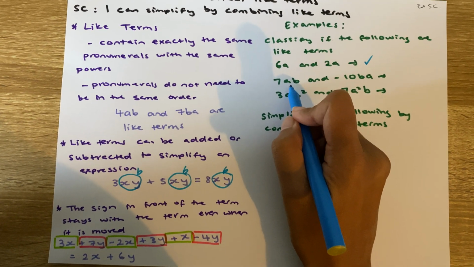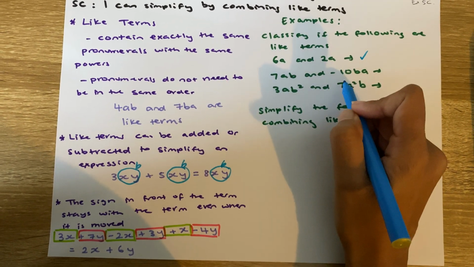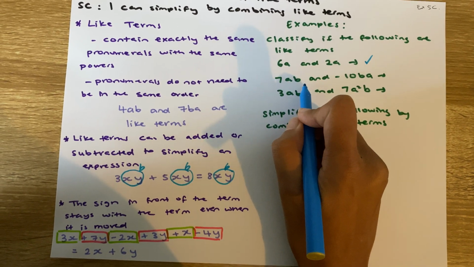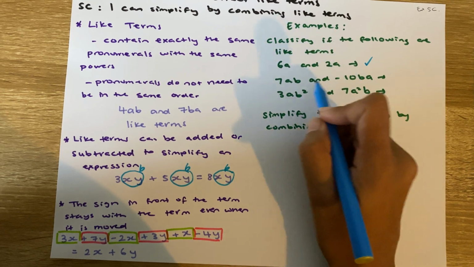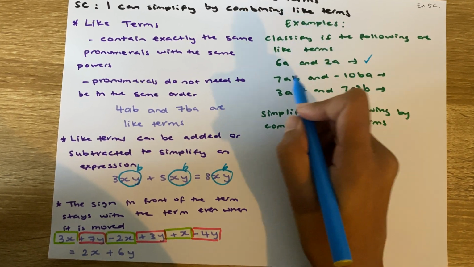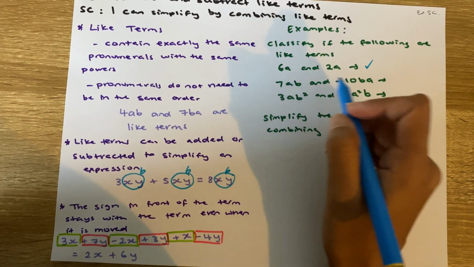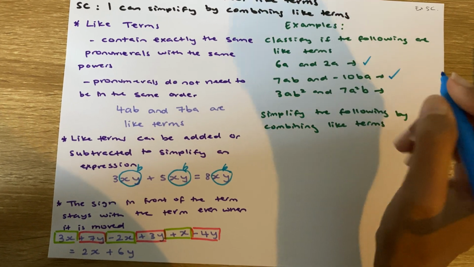Over here, I've got 7AB and I've got a negative 10BA. Yes, they both have the same letters, the same pronumerals, A and B. Just because they're in a different order doesn't matter, remember? They're in a different order, they're still like terms.